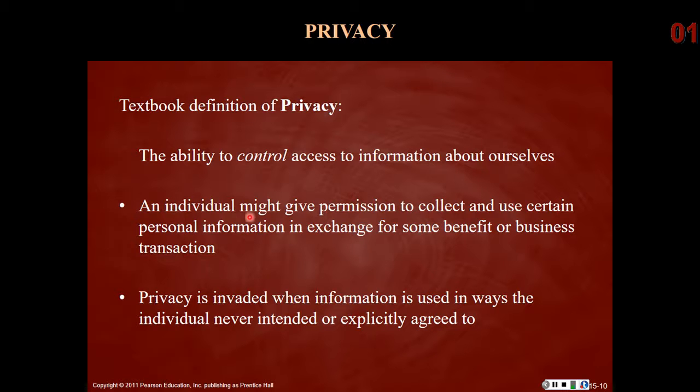So, as I said, an individual might give permission to collect and use certain personal information in exchange for some benefits or business transactions. However, privacy is invaded, in other words, individuals are typically outraged, when information is used in ways the individual never intended or explicitly agreed to, especially if it's information they want to keep private. So they are willing to give up some of that information in return for fair compensation, but there's some information that they're not willing to give out to third parties, even in exchange for a reward. And if this information is still given out, despite the fact that the customers did not intend it to be public, and there's no compensation, then there's typically a public privacy scandal.